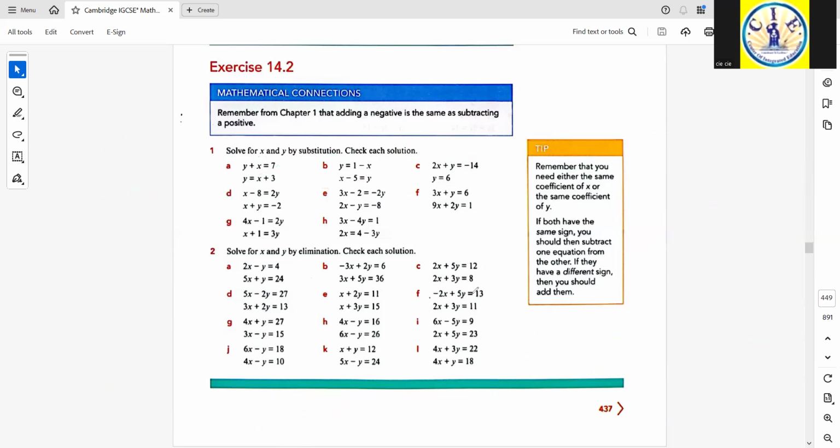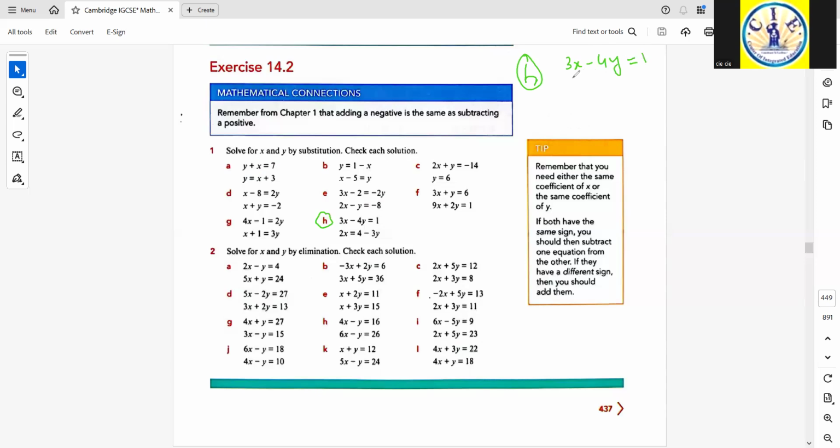Okay. In part H, if you can see, we do not find any variable with coefficient 1. So one thing that we need to observe is we can, in this case, have the value of either variable from either of these equations. So 3x minus 4y equals 1.